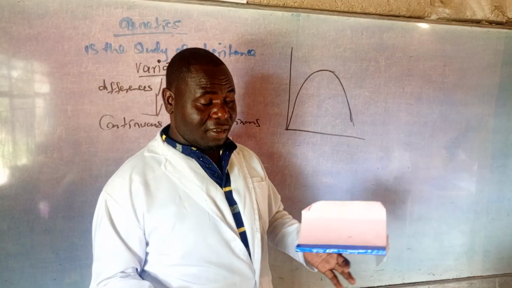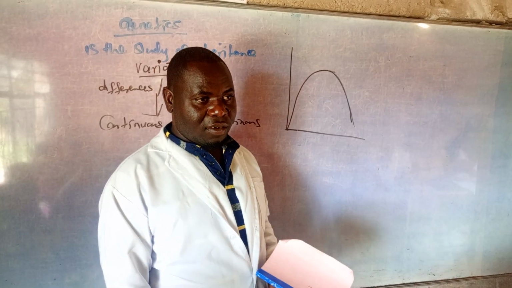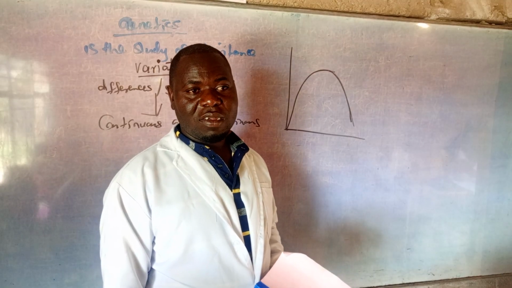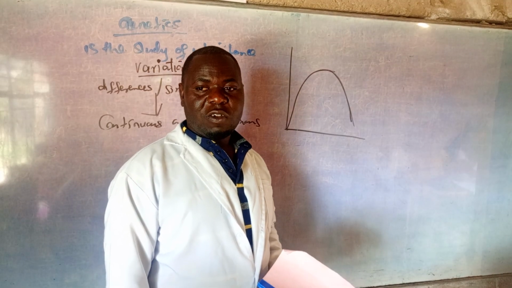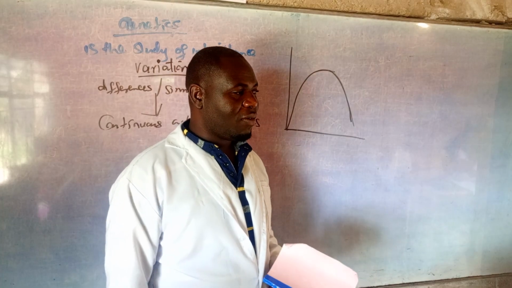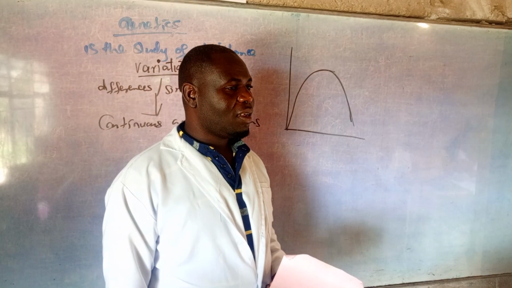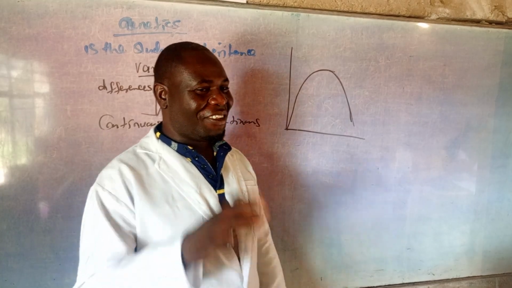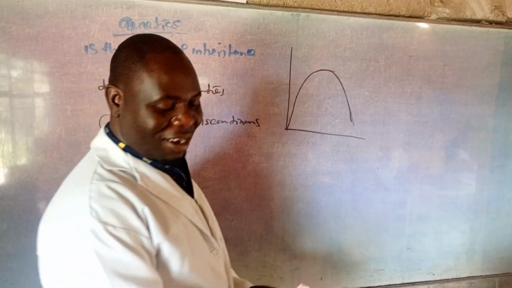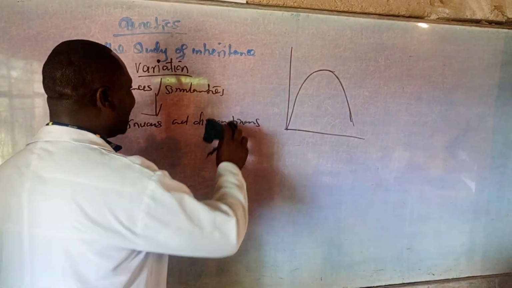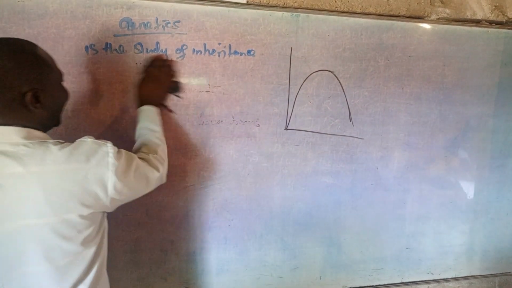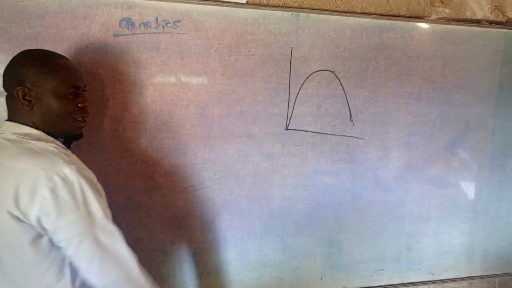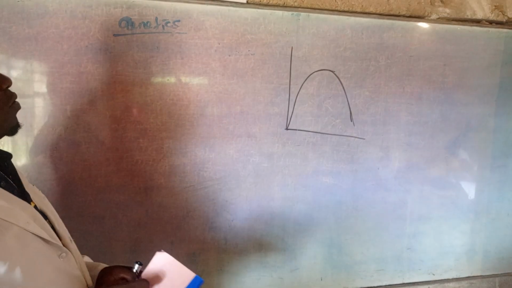Apart from that, intelligence and foot size, shoe size. Which part on the human body? Okay, we proceed. So all those things that can be changed are under continuous variation.